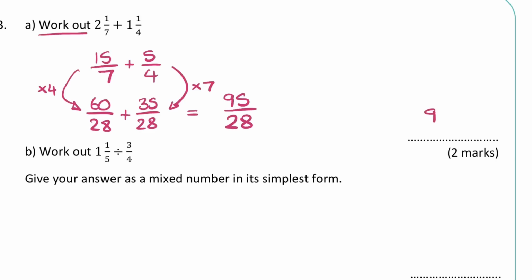Now I'm just going to write the answer as 95 over 28 because this question has not specified to write it as a mixed number. It's not specified to try and simplify it, so I'm not going to do so because it's not going to gain me any additional marks. If it did say to do so, of course I would.